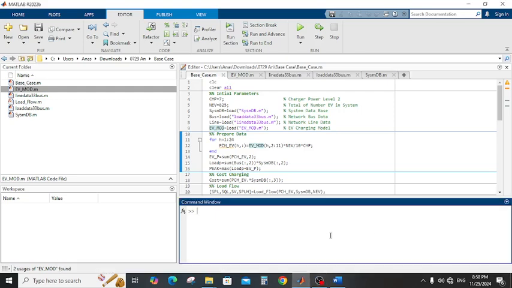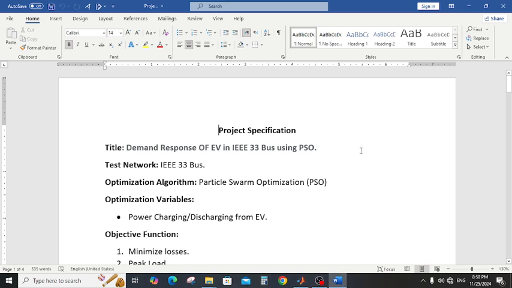Hello there. Today we want to explain the project specifications and the other things. It is the base case code for all the files and the result of the base case. Before we start in the code, we will explain the project specifications.